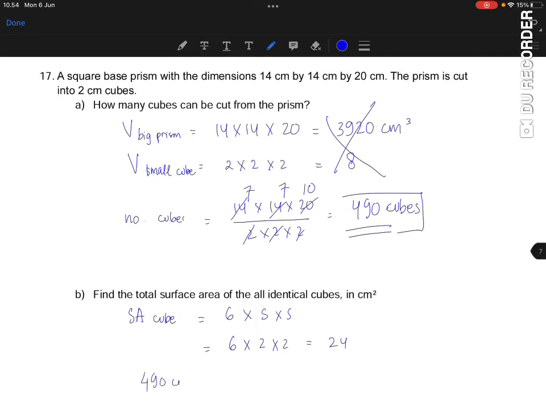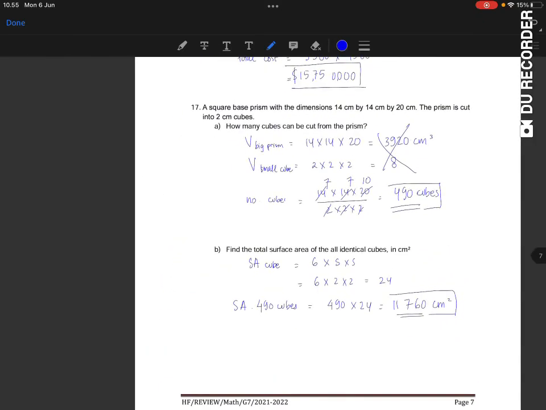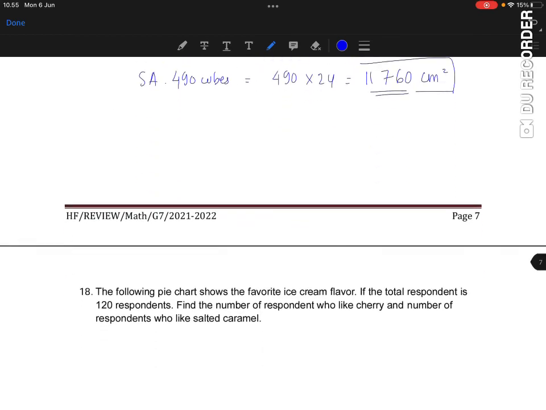Alright, so for every cube you have 24. It means if you want to find the surface area of 490 cubes, you only need to multiply 490 with 24. Is my counting correct? So 490 multiply 24 is 11,760 centimeter square. Finish for number 17B. Move on to number 18.